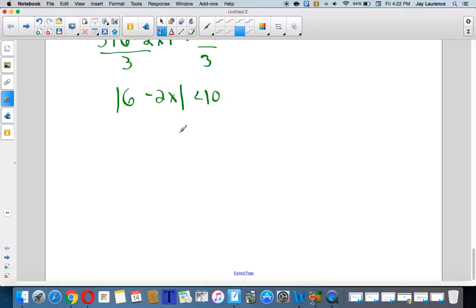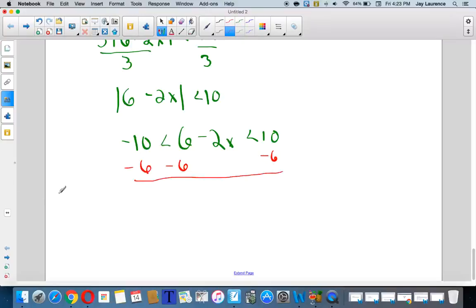And now I need to write 2 inequalities. And I'm going to do this the short way. I'm going to go 6 minus 2x less than 10. And over here I'm going to write negative 10 is less than 6 minus 2x. You do whatever you want there. You can do it the long way if you want. Okay, I'm going to subtract 6 from all 3 sides. And that will get me negative 16 less than negative 2x, which is less than 4.